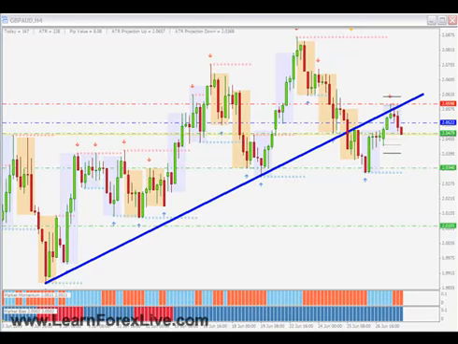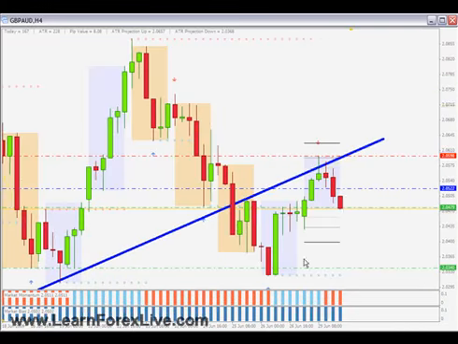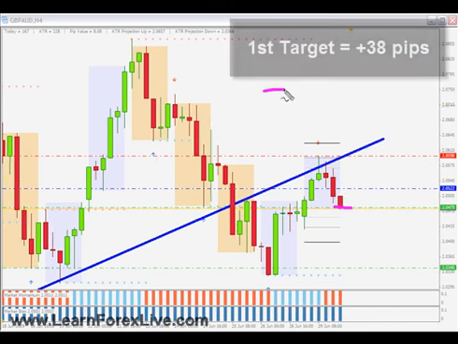Hello folks, Hector here. Just a quick update. It actually hasn't been that long since the first update, but as you can see, my first target has been hit for plus 38 pips in profit.